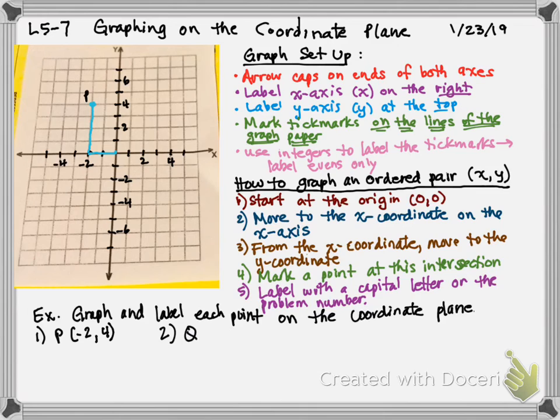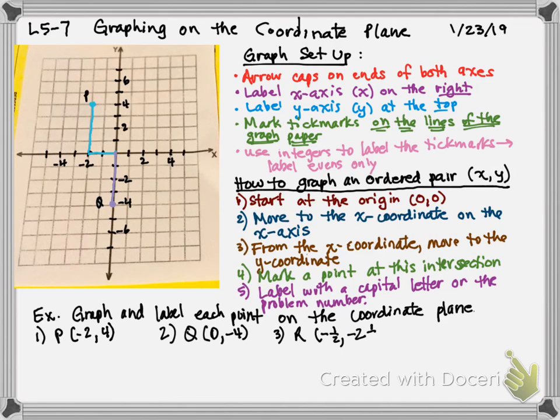Point Q. Capital letters, remember, and this is at (0, -4). So on this one, we're going to start at the origin. 0 says don't go right or left from the origin, but move down to the y value of -4. So it's there that I mark my point. Okay, and that's going to be our point Q. Okay, pretty straightforward, right?